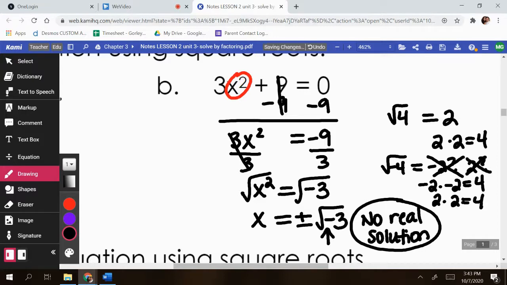There's really no way to simplify the square root of a negative number. So in that case, we would have no real solution. Anytime there's a negative underneath an even root, you're going to have no real solution. All right, let's try part C.